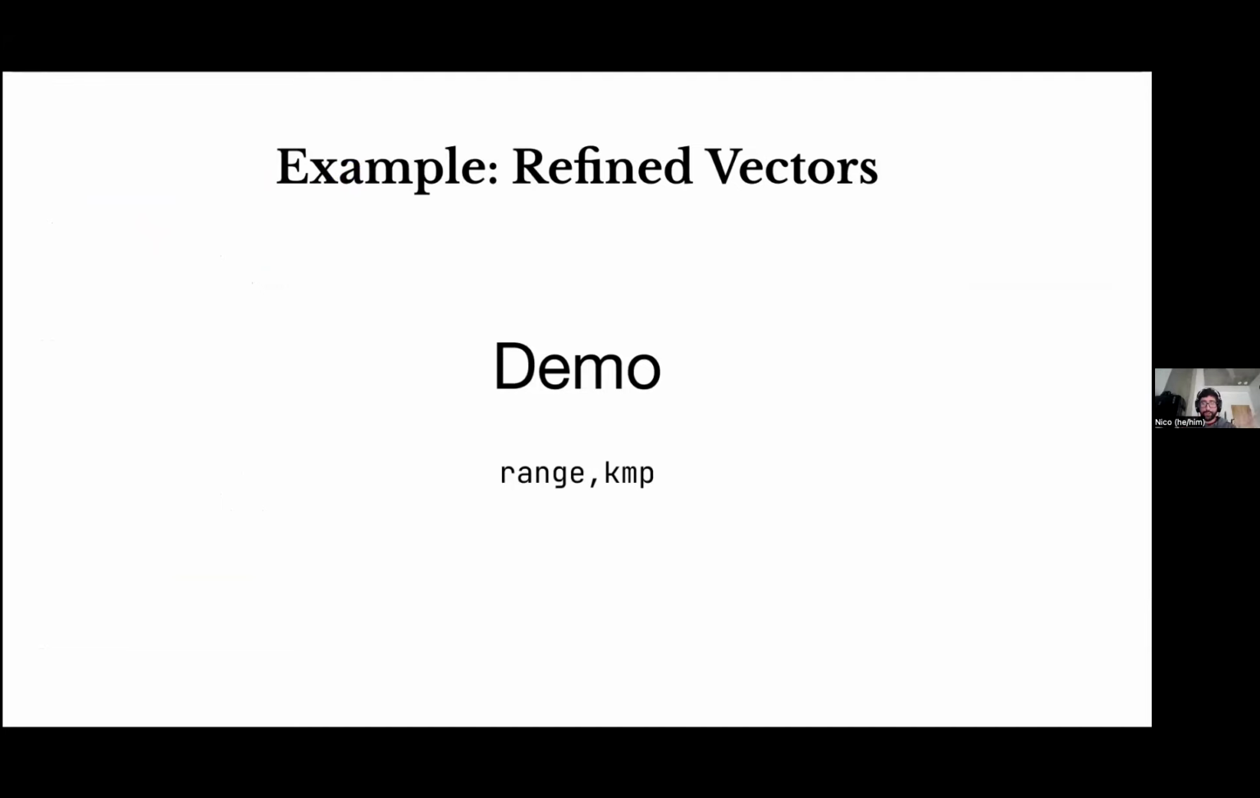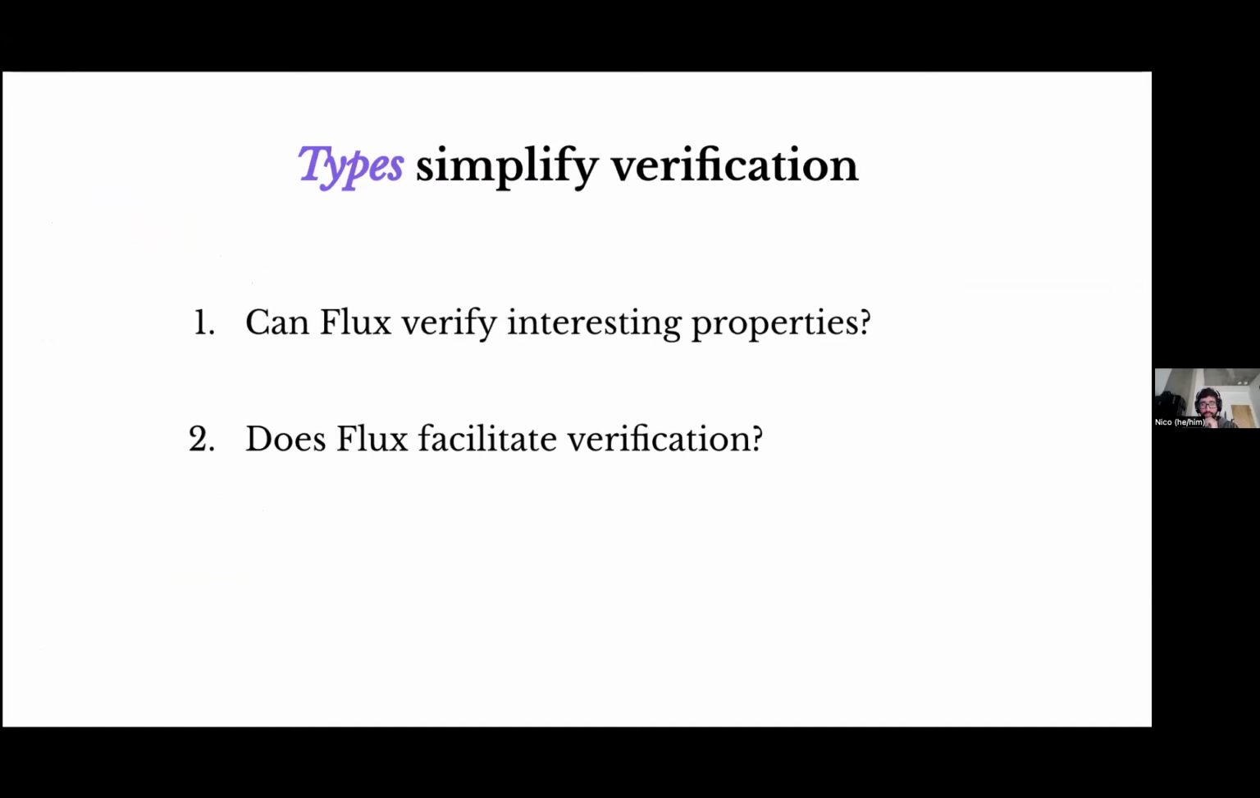So far I think I showed you that we can indeed use types to do some verification. The question remains whether we can actually prove some interesting properties about programs. So we've done some evaluation of Flux. We mainly focus on two questions. The first is: can we verify interesting properties using Flux? And the second one, which is our big claim, is: does Flux actually facilitate verification compared with other tools?